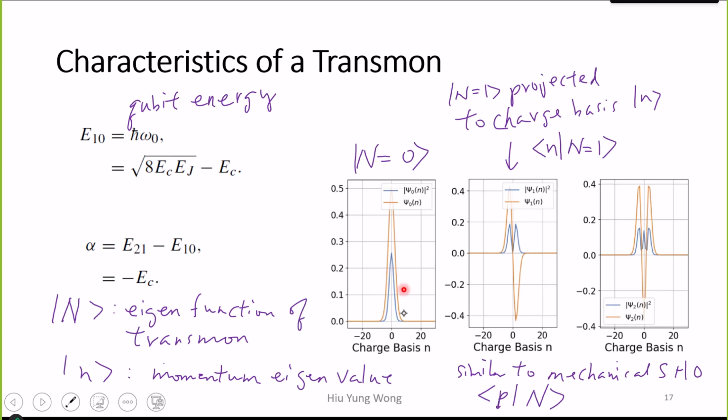The orange one is just the wave function itself, and the blue one is the square of the wave function. So here represents the probability that you will find 0 Qubit pair if you really try to measure the eigenstate. You have the largest chance to find that there's no extra Qubit pair. Here you have almost 0 chance to find 0 Qubit pair, but it has plus or minus Qubit pair.